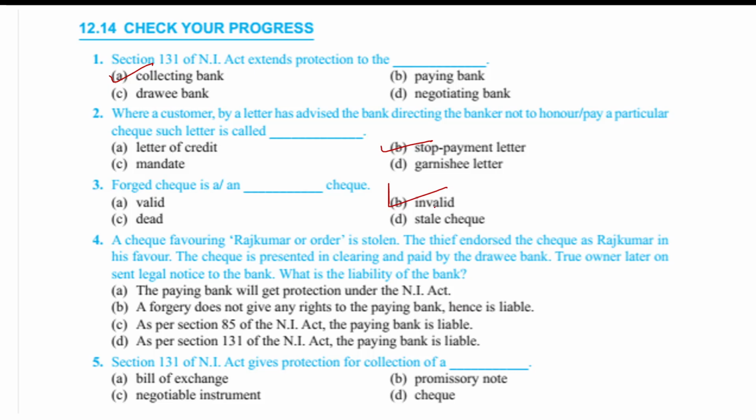A check favoring Rajkumar or order is stolen. The thief endorsed the check as Rajkumar in his favor. The check is presented in clearing and paid by the drawee bank. True owner later on sent legal notice to the bank. What is the liability of the bank? So here the paying bank will get protection under Negotiable Instrument Act, and hence option A is the correct answer. Section 131 of the Negotiable Instrument Act gives protection for collection of check. So D is the correct answer for this question. So let's move on to more practice questions now.